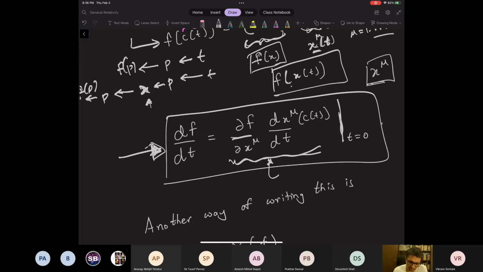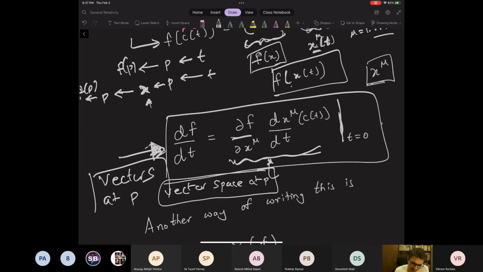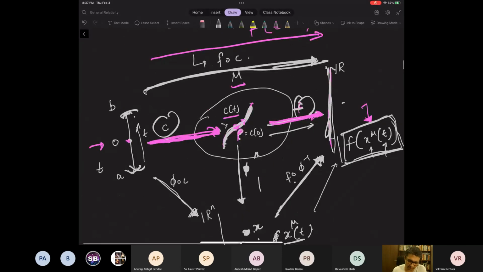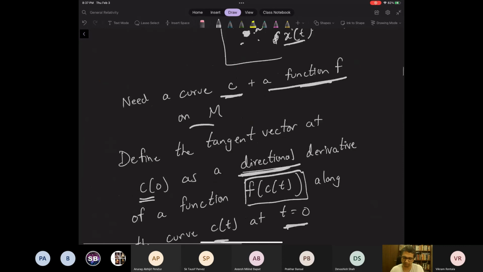In the next class, we're going to see how to use this derivative to define vectors, and more generally a vector space. First we'll define vectors at P using this derivative, and then we'll define a vector space at P. Each vector is going to be associated with a particular curve.